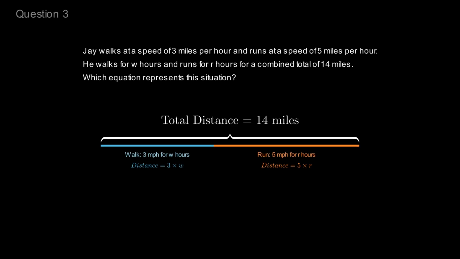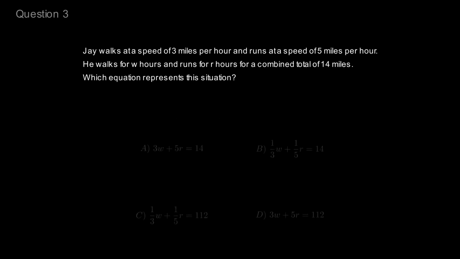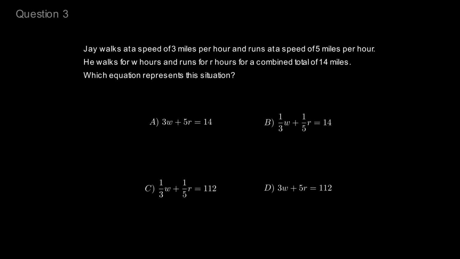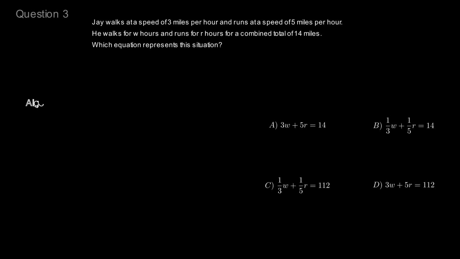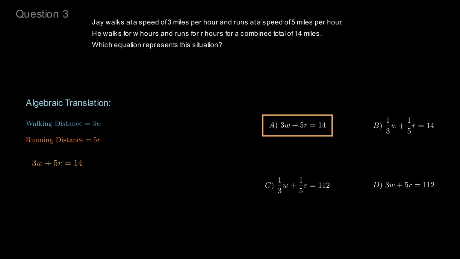Now, we know that distance equals speed times time. For the first part of his trip, he walks at 3 miles per hour for W hours, so his walking distance is 3W. Then he runs at 5 miles per hour for R hours, making his running distance 5R. When we add his walking distance and his running distance together, they must equal his total distance of 14 miles. So translating this directly into algebra gives us 3W plus 5R equals 14. Looking closely at our choices, this perfectly matches option A, and that's our correct answer.